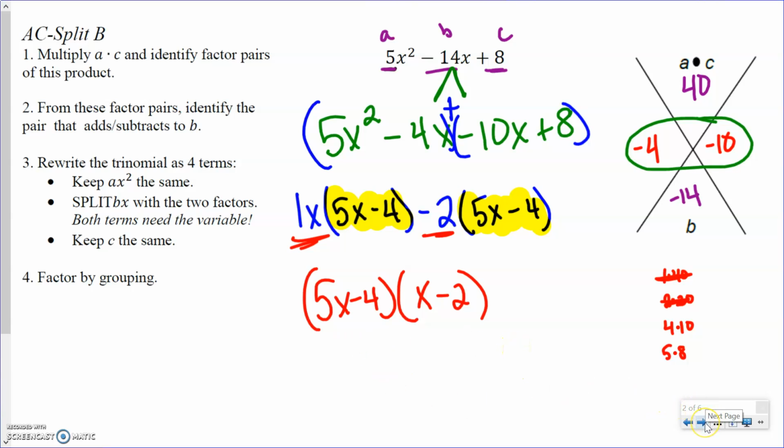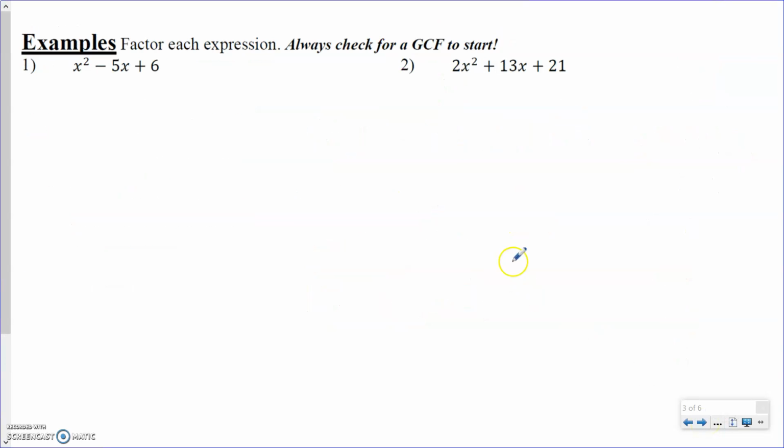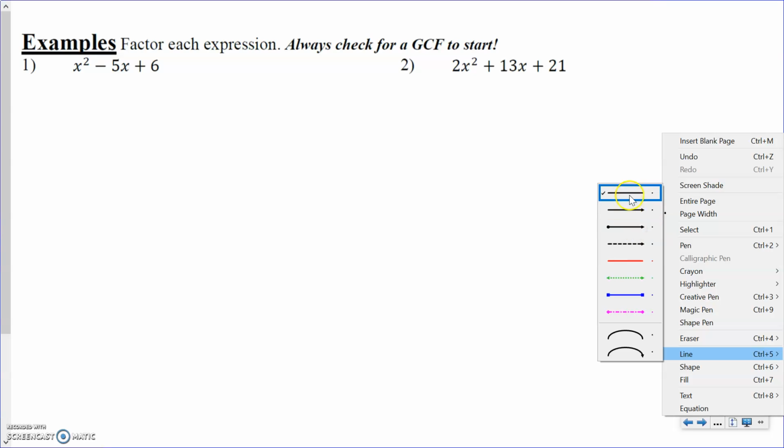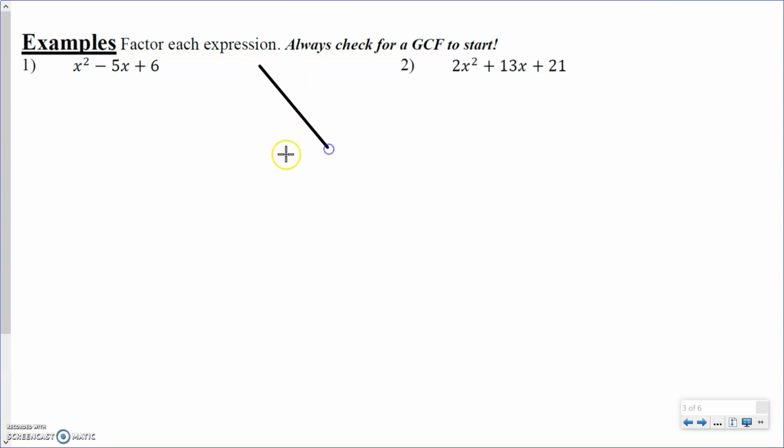So that's the process you're going to follow for all of these problems with 3 terms and an x squared as your biggest exponent. Okay, so next one, I'm going to go ahead and make an x right here off to the side for both of them. Might as well do it while I have it open.